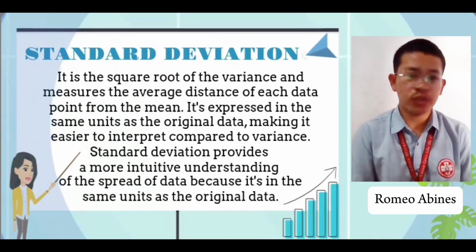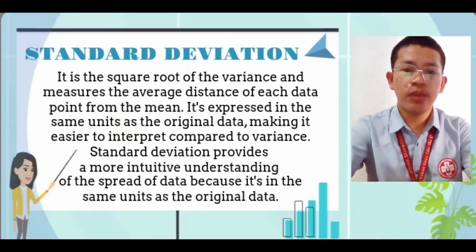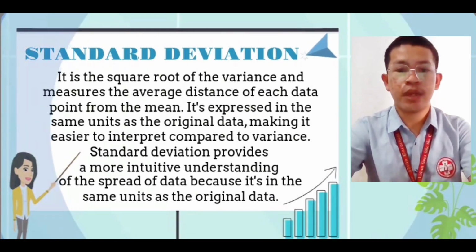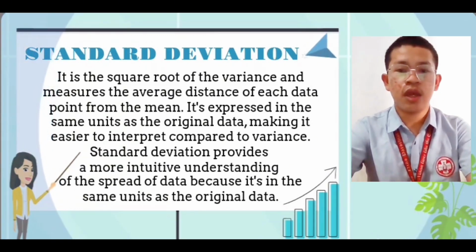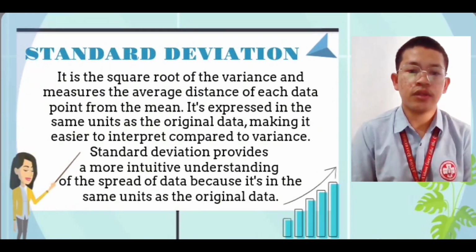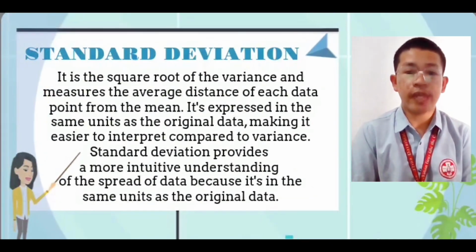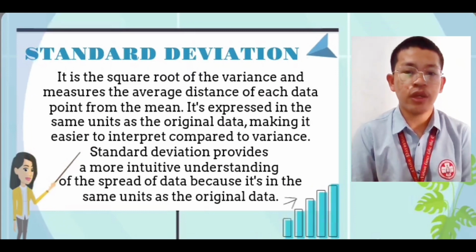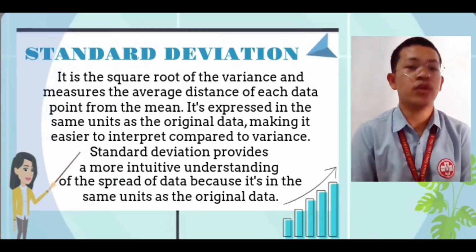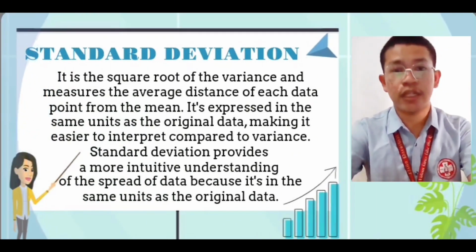Standard deviation. It is the square root of the variance and measures the average distance of each data point from the mean. It's expressed in the same units as the original data, making it easier to interpret compared to variance. Standard deviation provides a more intuitive understanding of the spread of data because it's in the same unit as the original data.